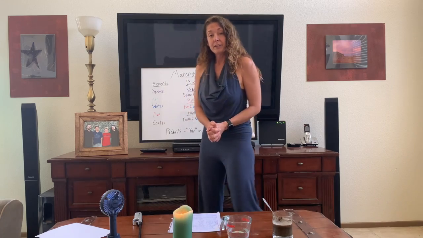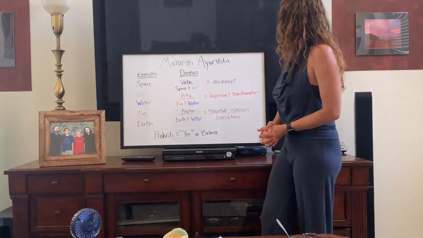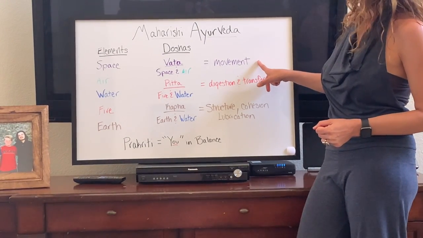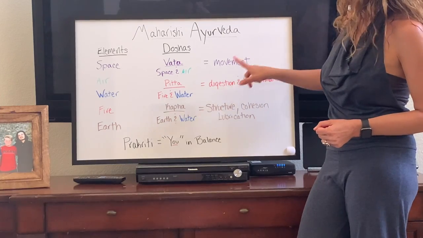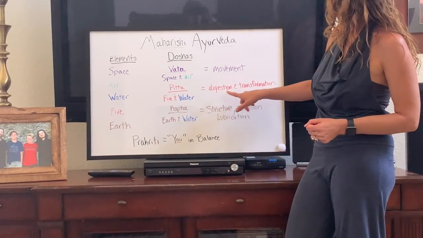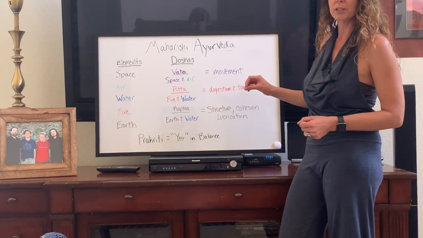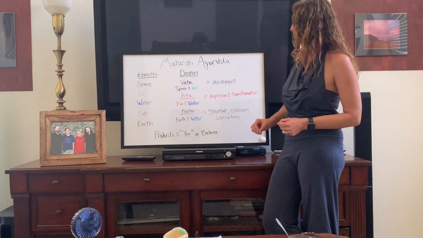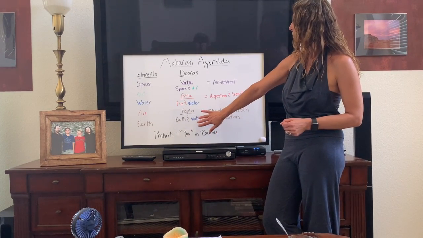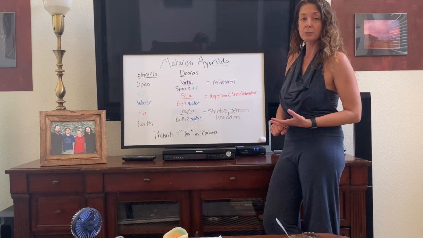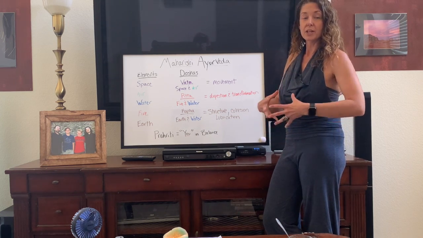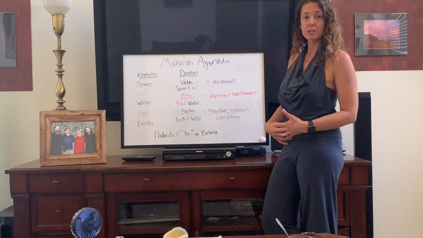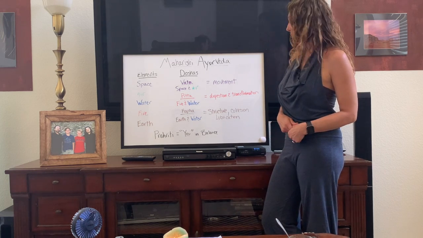All right, so what these doshas do in our physiology is Vata dosha controls all movement. Only Vata controls movement in our physiology. Pitta dosha controls all digestion and transformation. Only Pitta dosha can transform and digest our food and turn it into energy and body tissues. And finally, Kapha, earth and water, offers structure, cohesion, and lubrication. So Kapha gives us our build. It also protects us, it lines our stomach so that the fire doesn't burn through, that sort of thing.